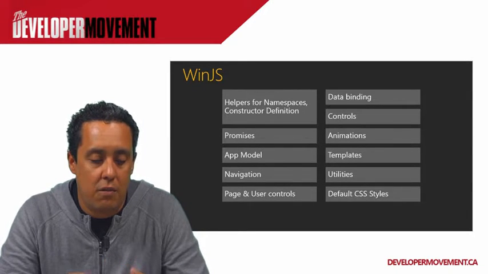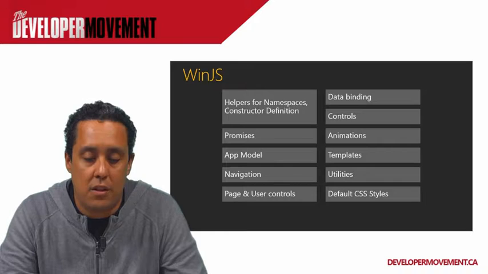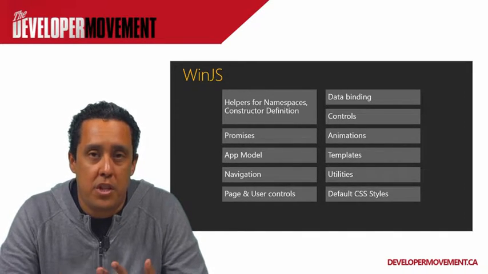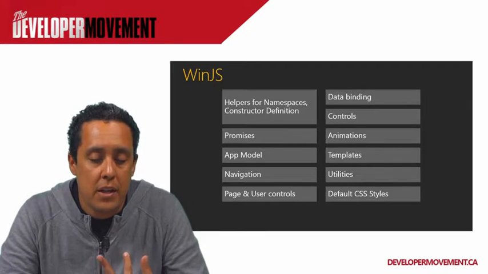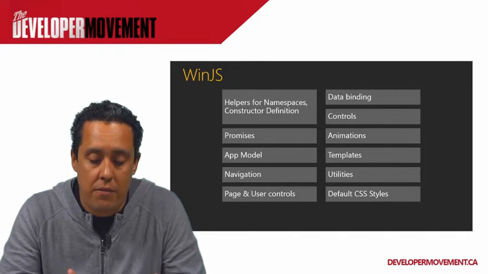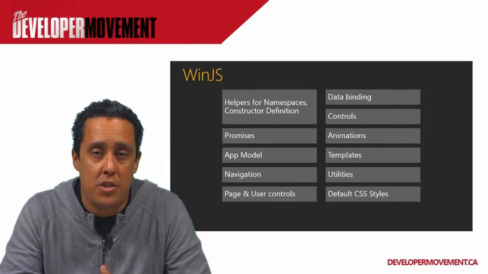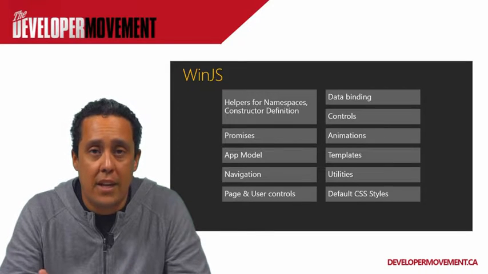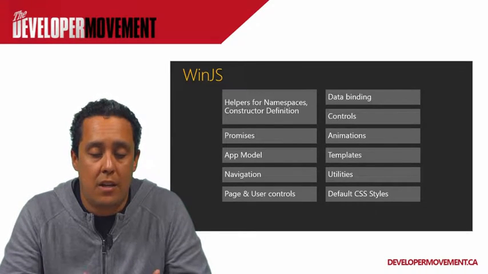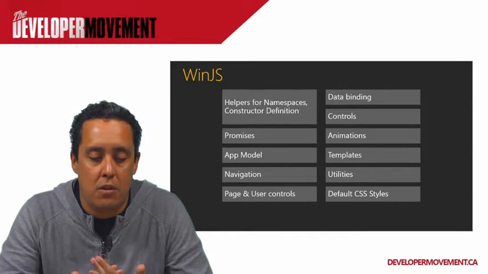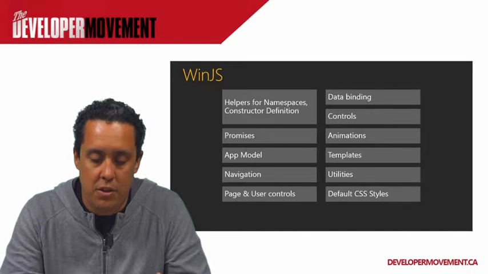So the utilities are there if you want to query elements within the DOM. Animations is really key. You want to get familiar with the WinJS.UI.animations library. It has a bunch of pre-built animations in the WinJS library that you can leverage so your application can use the same animations that Windows uses. And you don't have to rebuild those animations. And again, the default CSS styles are there, light and dark, and it uses the modern UI, so it'll make your application look like a Windows 8 application.